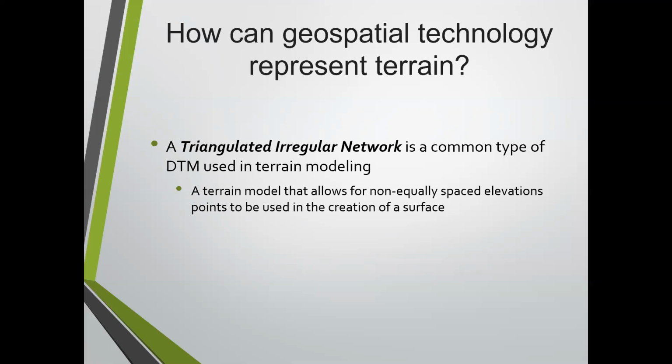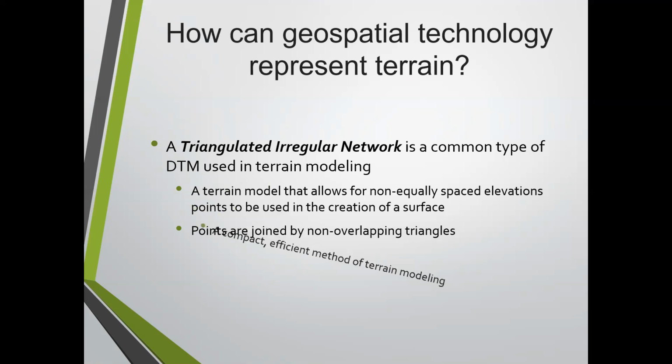Okay, so with this type of methodology, you don't have quadrilaterals or anything else. The shape that you're dealing with is a triangle, and we try to keep the triangles as equilateral as possible. That usually gives you the best type of picture, but that's not always possible. So the points are joined by these non-overlapping triangles. So they have to be triangles. They can't overlap, and they touch edge to edge.